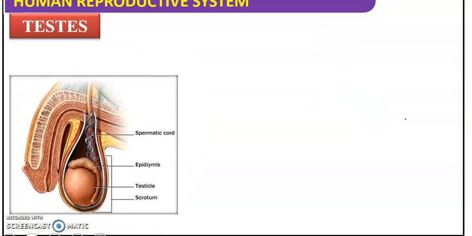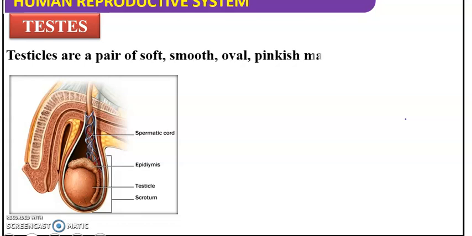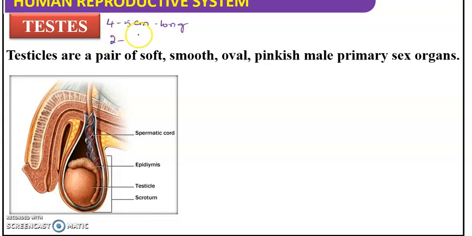So first we will start with the primary sex organs, and the main primary sex organ here is the testis. Now testes are also called testicles, and these are a pair. The testes are always present as a pair, and they are smooth, oval, pinkish male primary sex organs. Each testis is 4 to 5 centimeters long, 2 to 3 centimeters in diameter, and has a mass of 10 to 15 grams.